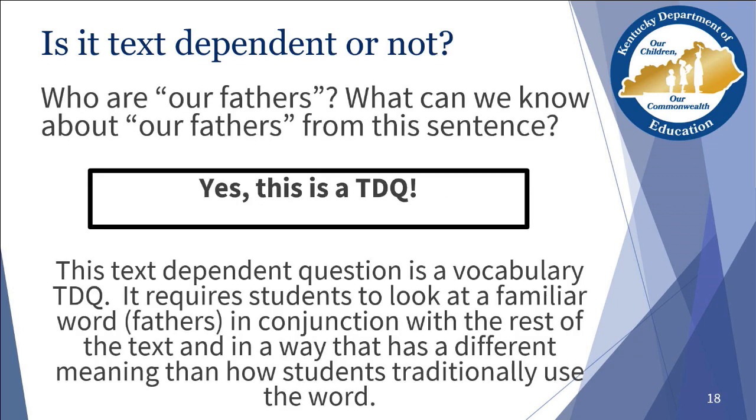This is a text-dependent question. And the reason that it is, is because it's a vocabulary TDQ, which doesn't necessarily make it a TDQ, but because it requires students to look at a familiar word, fathers in this case, in conjunction with the rest of the text, and in a way that has a different meaning than how students traditionally use the word, it is a text-dependent question. It takes students right back to the text, and they have to do the thinking around that phrase to make sense of it, so it is a TDQ.